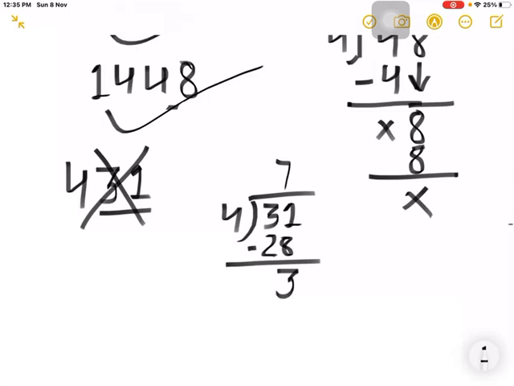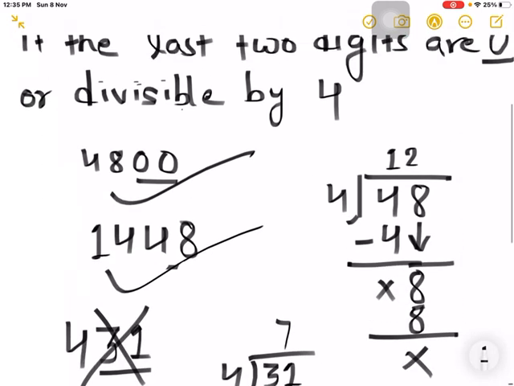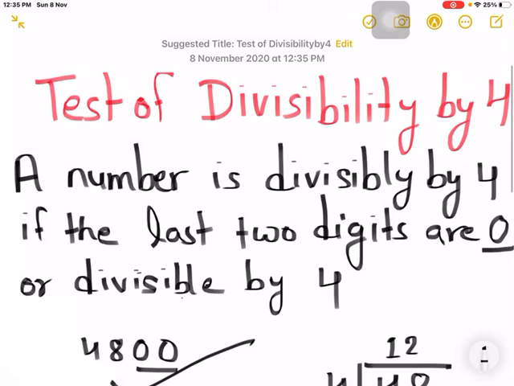Okay, so these are the rules for the test of divisibility, the rules for 2, 3 and 4. In our coming classes we will discuss the divisibility rules for 5, 6, 9 and 10. So for today only this much. Try to learn all the divisibility rules for 2, 3 and 4 which we discussed today.